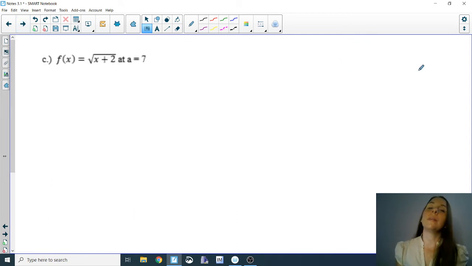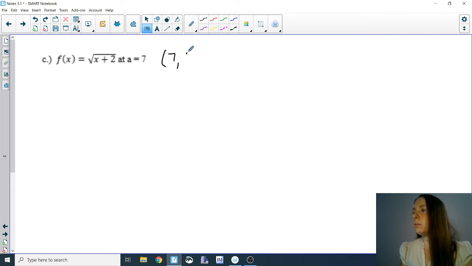Moving right along, this is what I told you about where I like to use the alternate definition for sure, and that is a square root function. So let's just do it. The first ordered pair will come from the given x coordinate. And let's sub that in. Think about that. 7 plus 2 is 9. And then the square root of 9 is 3.